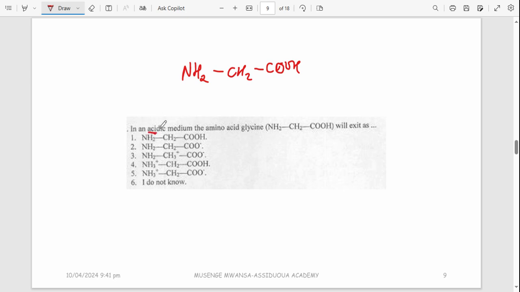Remember we said that in an acidic medium, what are you donating? Acids donate hydrogens. So those hydrogens are going to go to the amine, which is positively charged. So we end up having NH3 here, and then the nitrogen is going to be positively charged. So this is how it's going to exist, and that is this option here. The hydrogen is still there at the end.